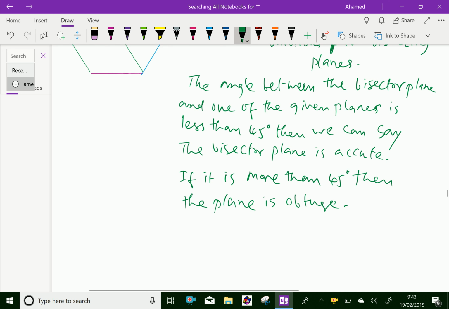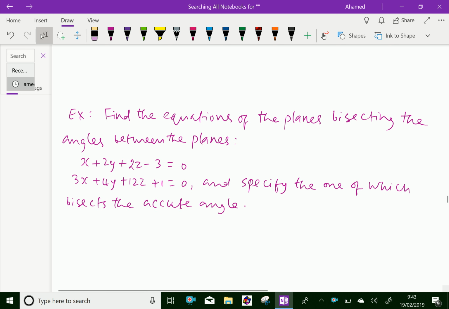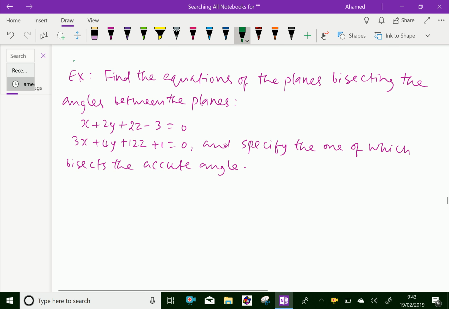Now let us do an example problem regarding this concept. Find the equations of the planes bisecting the angles between the planes x plus 2y plus 2z minus 3 equals 0 and 3x plus 4y plus 12z plus 1 equals 0, and specify the one which bisects the acute angle.